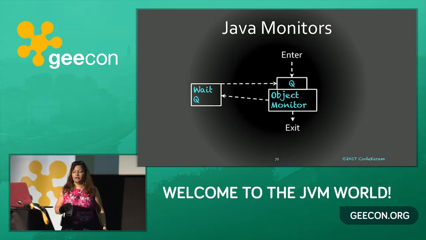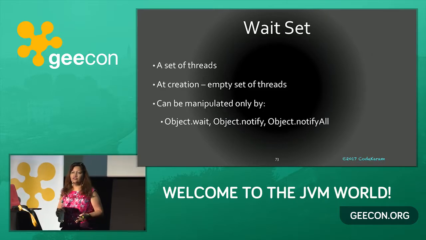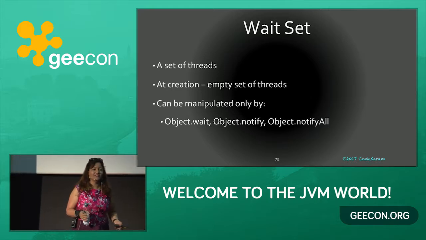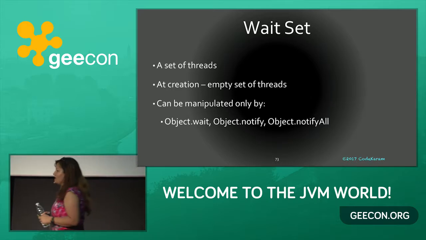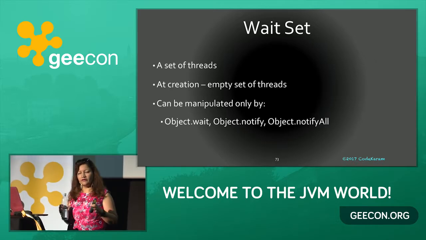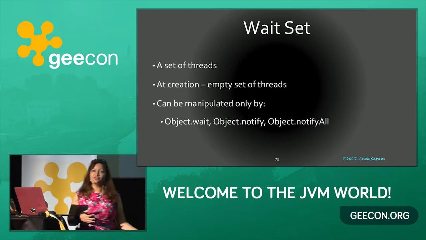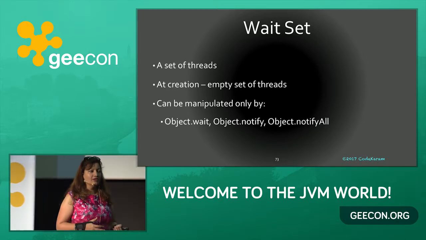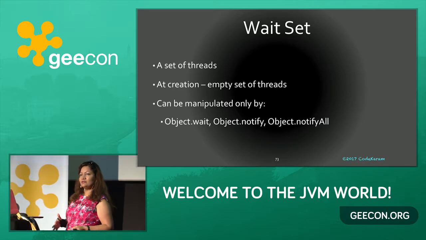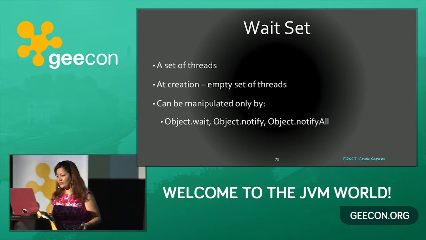So what is a wait set? A set of threads, right? At creation, a wait set is empty because at creation, your lock is not contended, right? So the wait set is empty. And you can manipulate it with Object.wait, Object.notify, and notifyAll. The reason I'm saying all these things is because we're going to have to measure these things. We don't need to understand them right now, but if this was a real problem statement, we'd have to go and understand all of them for sure, okay?